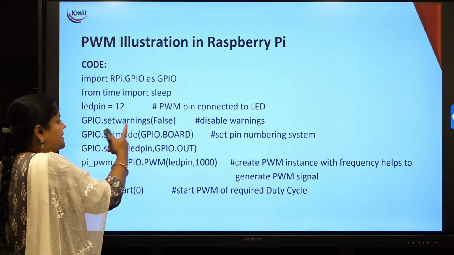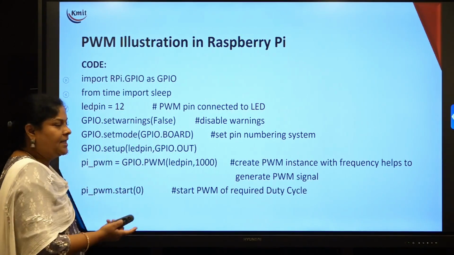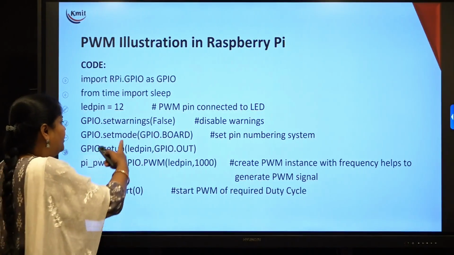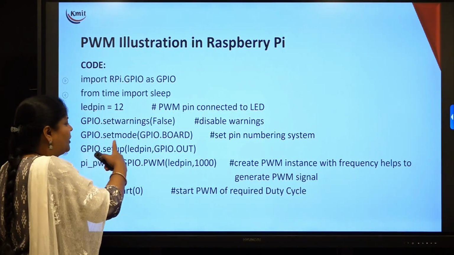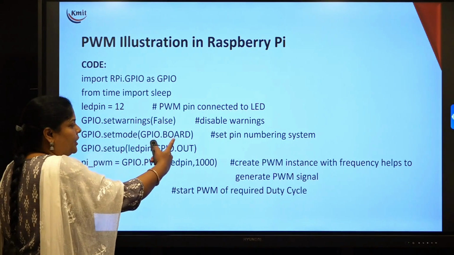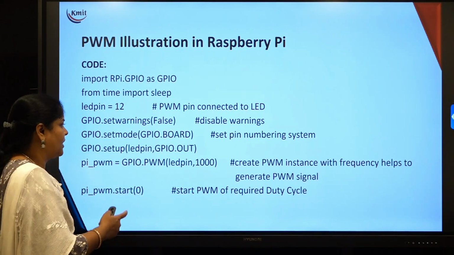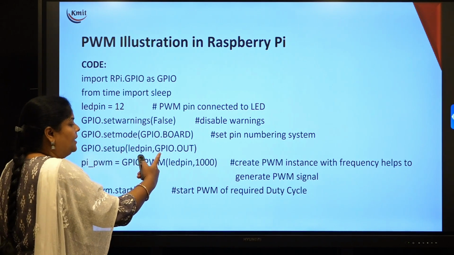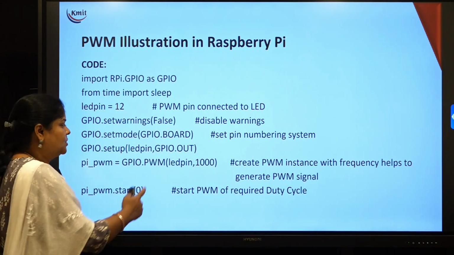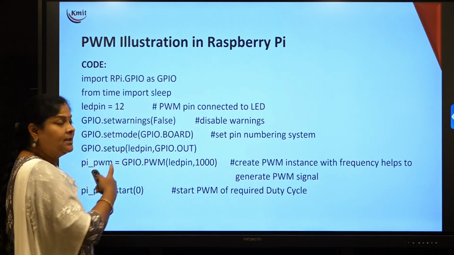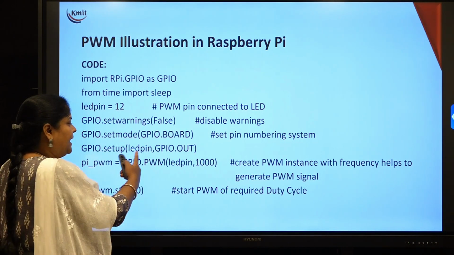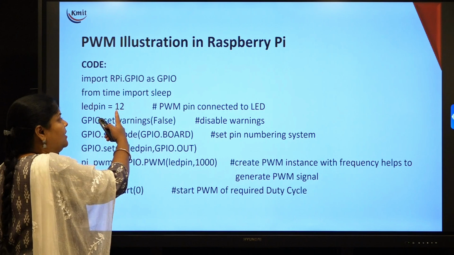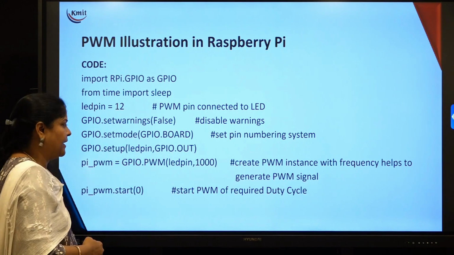Next, GPIO.setwarnings False. In order to disable the warnings in the output window, you are using this method. Next, GPIO.setmode, GPIO.BOARD. So, this is the numbering scheme that you are choosing to write the program. GPIO.setup LED pin, GPIO.OUT. So, you are going to get the output on the 12th pin, and LED pin here, the value is taken from the 12th pin of Raspberry Pi board.